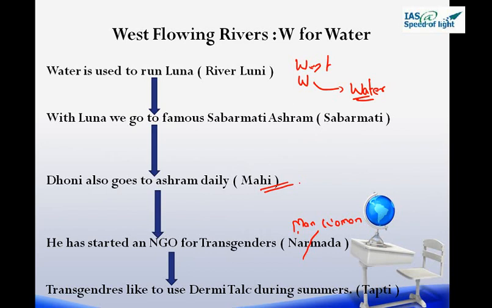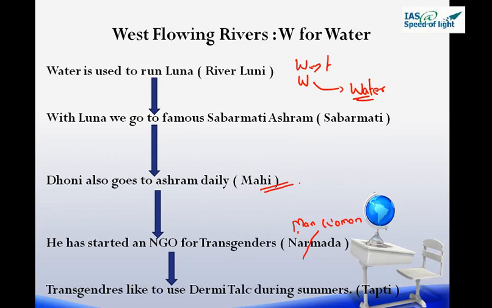And transgenders like to use dermi talc during summers. Now where does this come from, dermi talc? Go to YouTube now and see an ad of dermi talc. It says tapti tapti garmi mein dermi talc. It's an ad of talc, which is powder we use during summers. So from tapti garmi, it becomes Tapti. It happens sometimes that when you don't get a direct image for a particular thing, you link it with something else. For example, when we talked about Kaveri, we talked about Kolavari, but Kolavari D, then we linked it to Dhanush. So Dhanush became our final picture for the Kaveri.